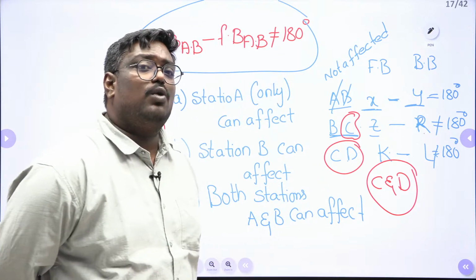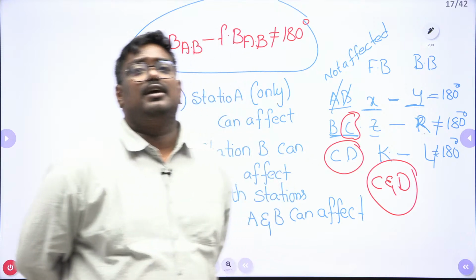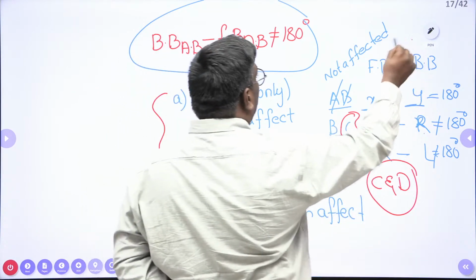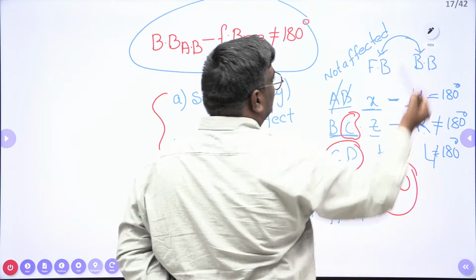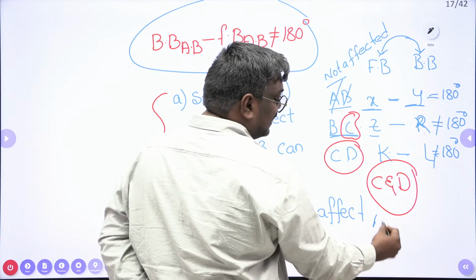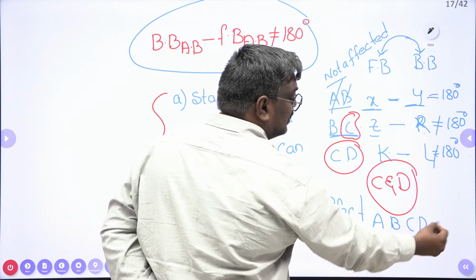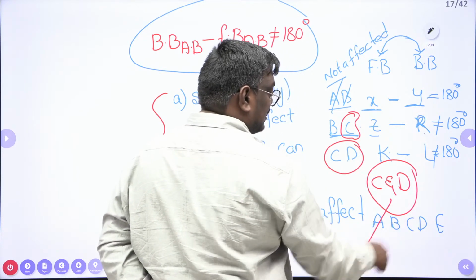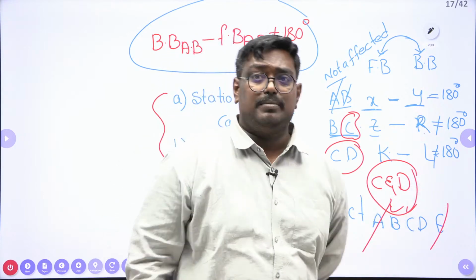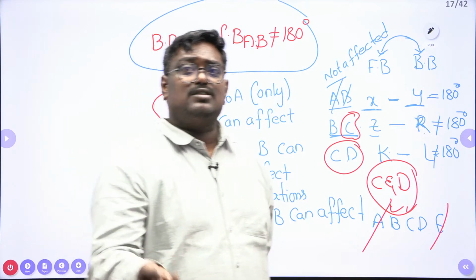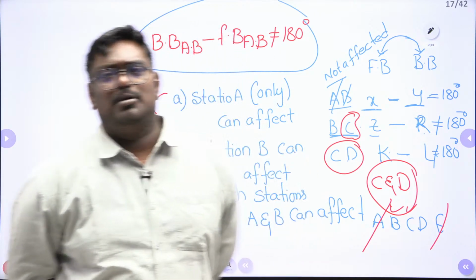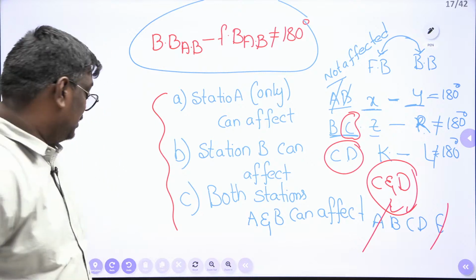So whenever you want to find out which stations are affected, you should understand the difference between back bearing and fore bearing. First try to understand the back bearing minus fore bearing. If they are not affected, you directly write the stations like this: A, B, C, D, E, and immediately cancel the unaffected ones. For the affected ones, you put a tick mark. If they ask which are affected, you put a tick mark. If they ask which are not affected, you put a tick mark. See how easily you can solve this problem? This is how I will explain it.